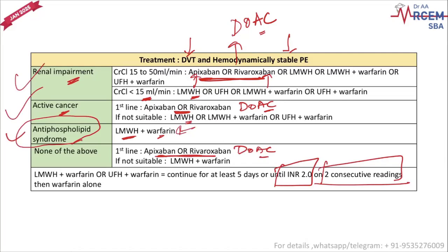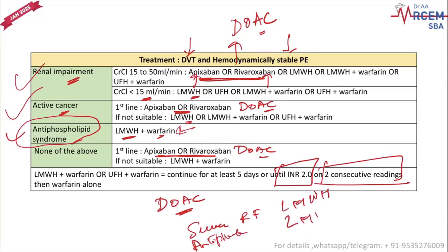To put it in a simple manner, you start with direct oral anticoagulants for most patients, except when severe renal failure is present. At that point, you start low molecular weight heparin. Any patient who has antiphospholipid syndrome, you also start with low molecular weight heparin. That's all you need to remember from this.